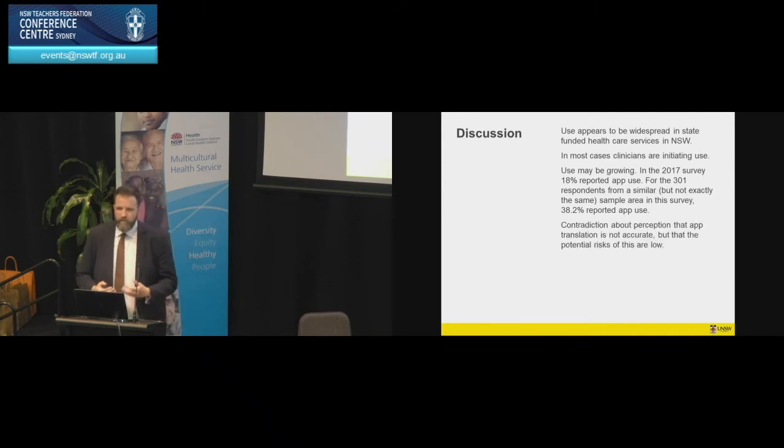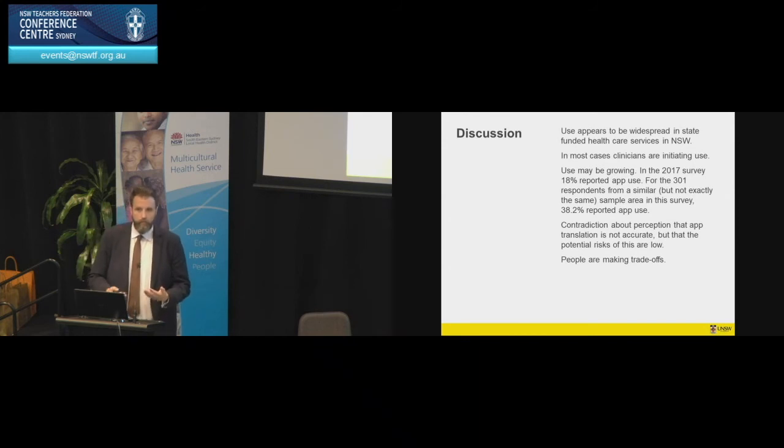And there's a contradiction, I think, inherent in a lot of what we found from both the survey but also the qual data, that app translation on one hand is seen as not being accurate, but that the potential consequences of this are seen as low. So people are sort of doing a bit of a weighing up or making trade-offs. People are potentially, it might not even be conscious, but they are making a bit of a risk appraisal, and that might be done on the run quite often.